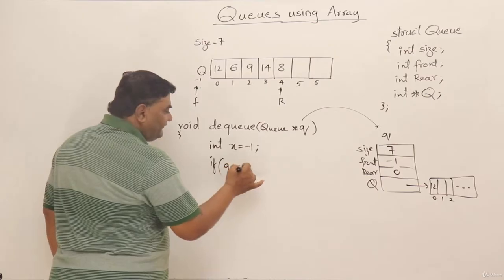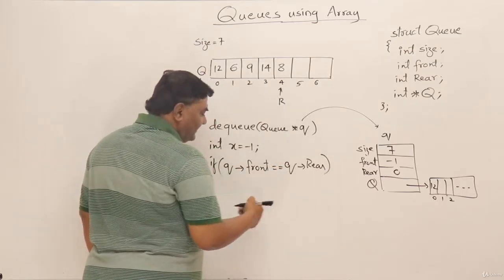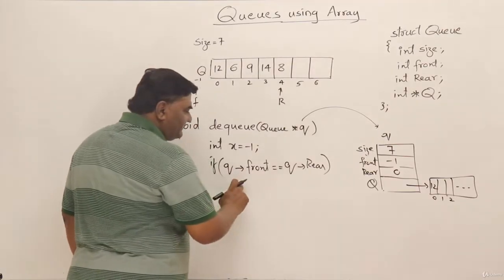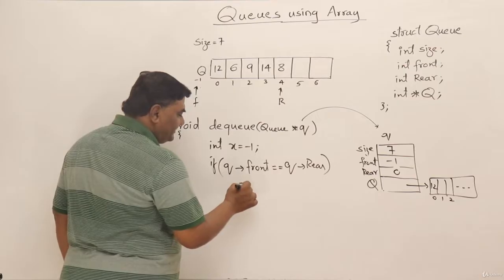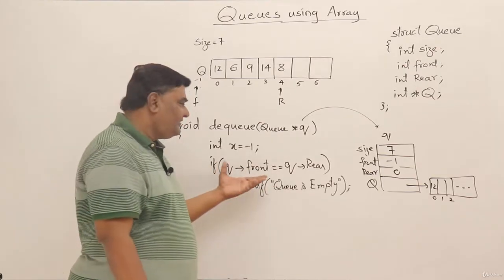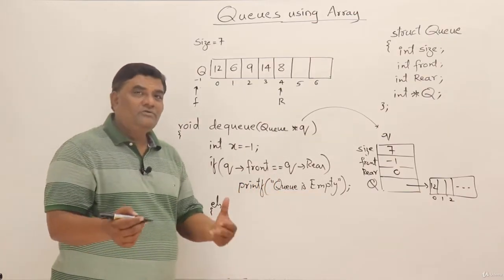So say if queue's front is equal to queue's rear, then I should just display a message that queue is empty. So printf queue is empty. If front and rear are equal, queue is empty. I cannot delete any element. Else, how to delete an element?